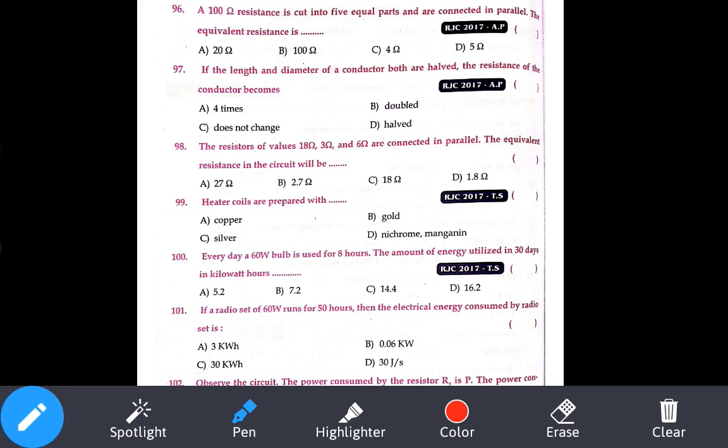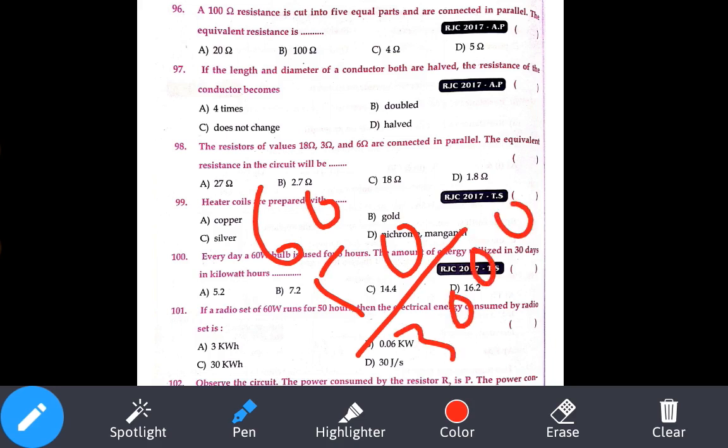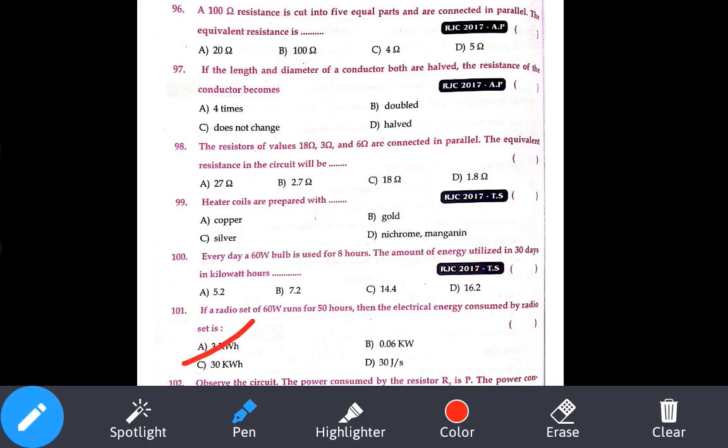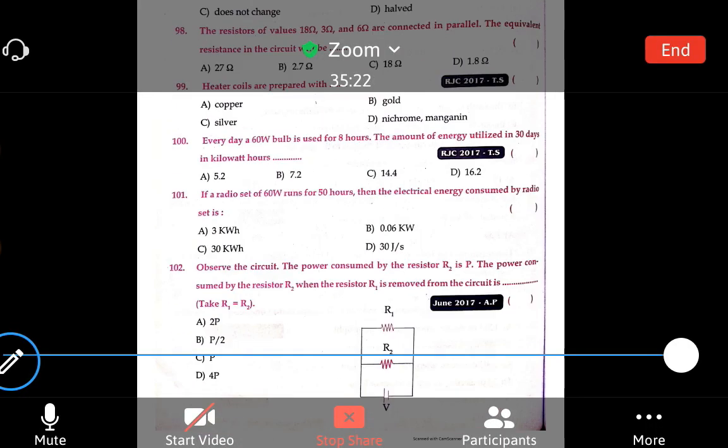A radio set of 60 watt runs for 50 hours. How much electrical energy is consumed? 60 into 50, 6 5s are 30, so 3000, which is 3 kilowatt hour. So option A. Now I think it is our last question.